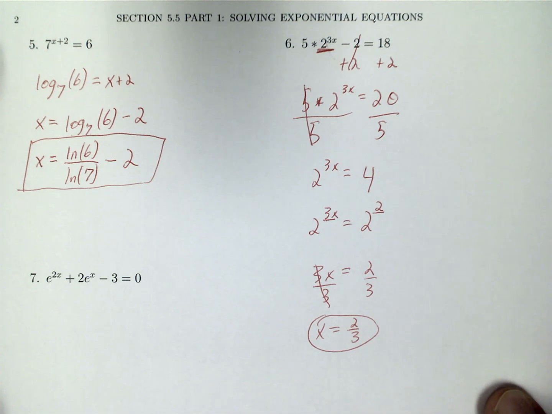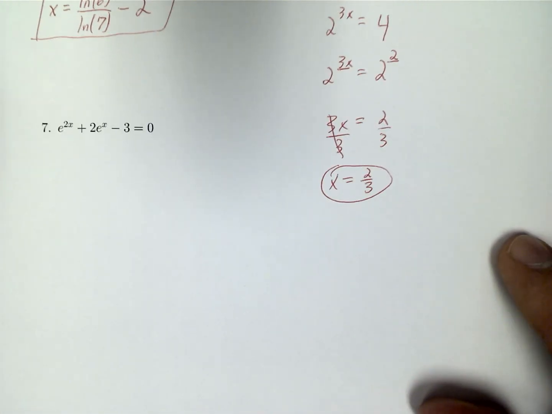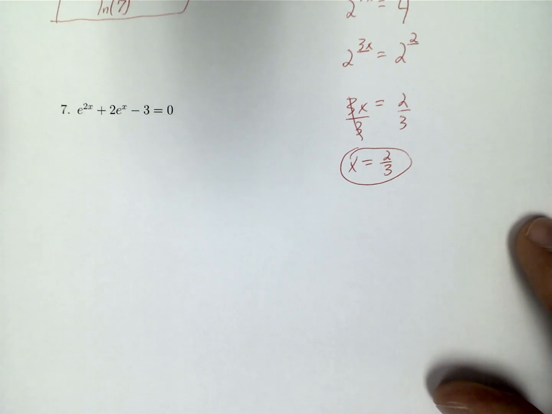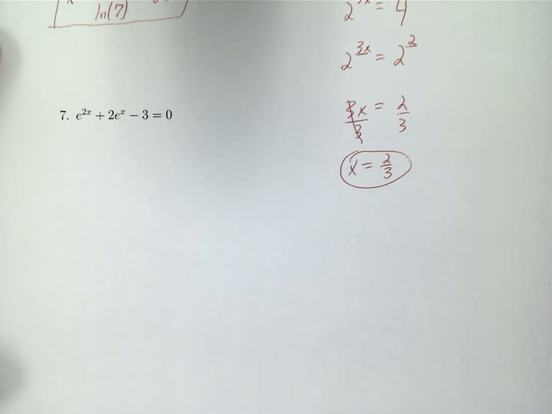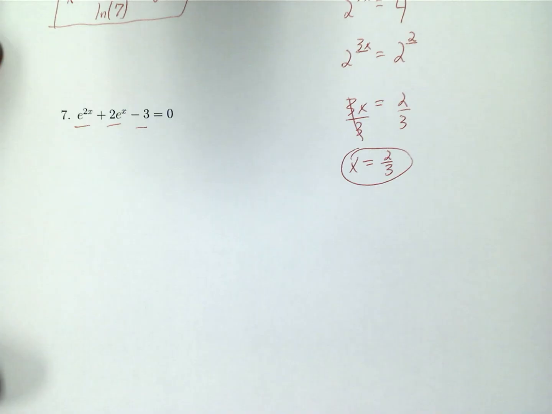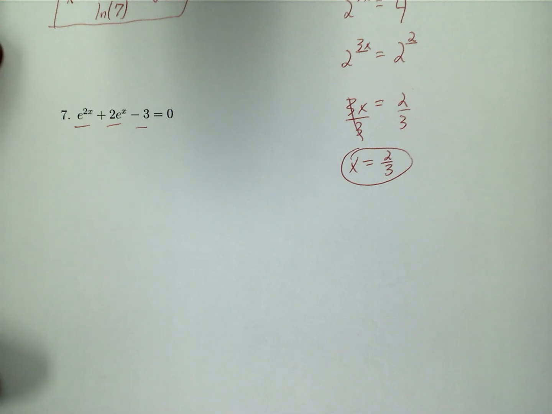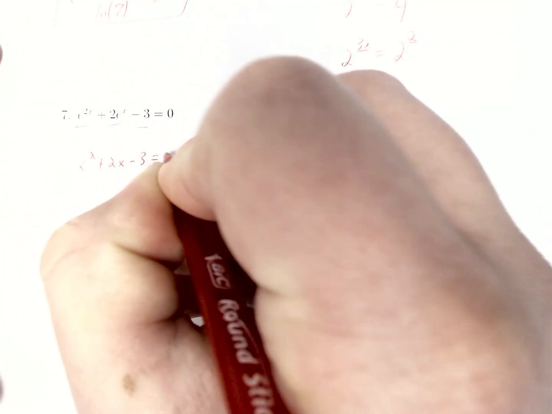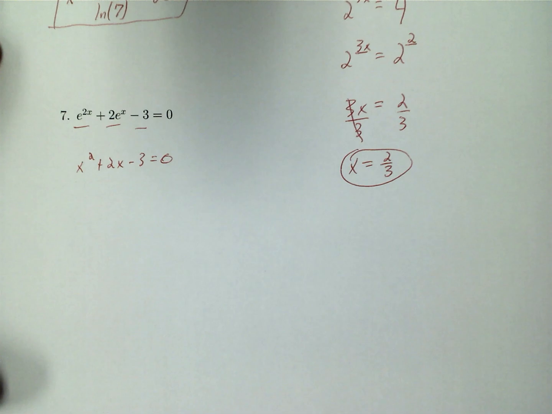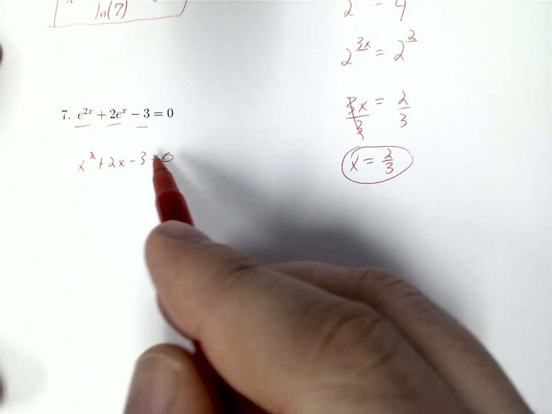All right, and that leads us to this last one, number 7. So we have e to the 2x plus 2e to the x minus 3 equals 0. So we have 3 terms. If we see that and it equals 0, that might elicit the idea of factoring. But how do we factor? Usually when we factored, it was like x squared plus 2x minus 3 equals 0, and we could factor that. So if we could see it like that, then it might help.